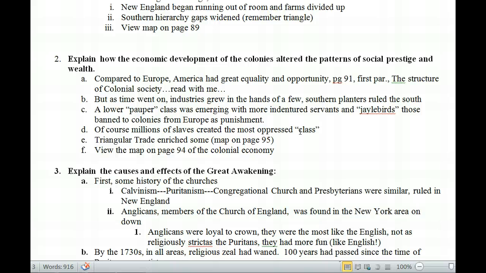The triangular trade, can't forget this, page 95. I love that. It looks like all these lines going everywhere. So take a look at that. And not everybody's going to get rich off of that. Certainly it'll spread to some. And then look on page 94, colonial society. Still, it was the best place to be.